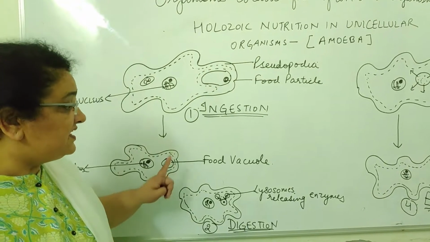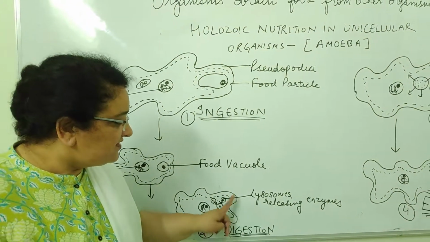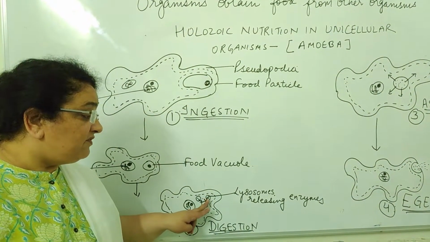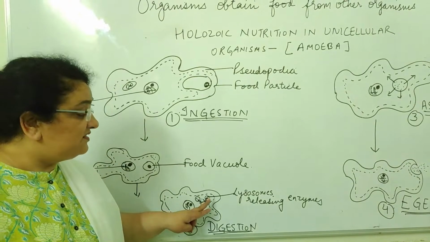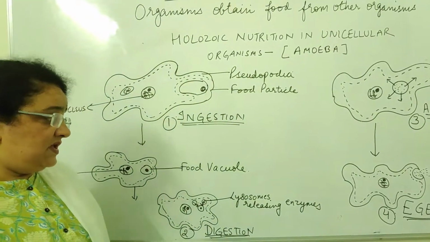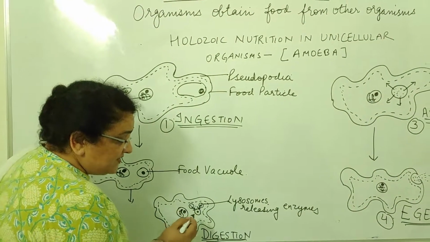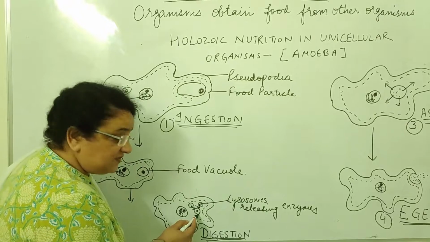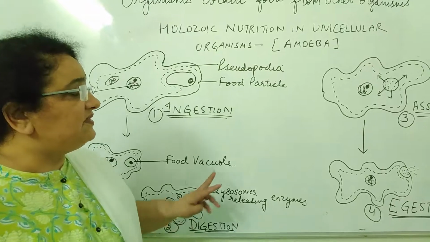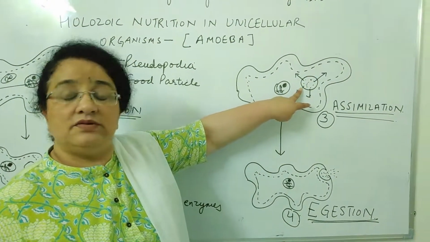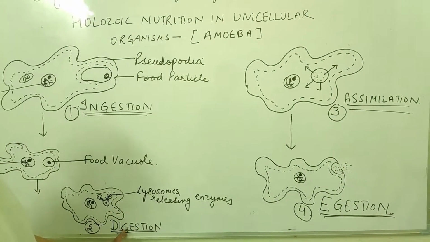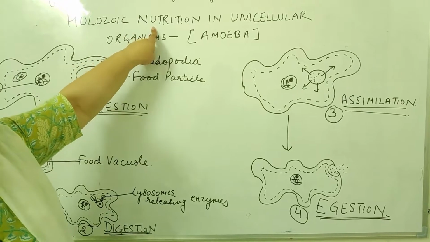Next step is the digestion. Now this amoeba is a unicellular organism, and it contains small cell organelles called lysosomes, which contain powerful digestive enzymes. See, they are releasing these enzymes into this food vacuole and they will digest it. And after that we see the food inside the food vacuole is now digested. So this part was the digestion, the second step of Holozoic nutrition.